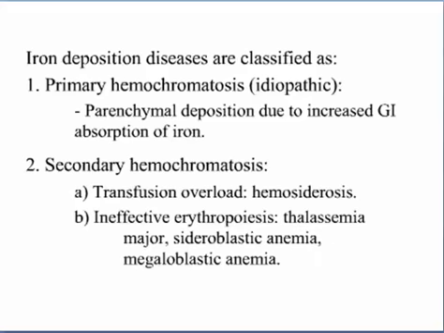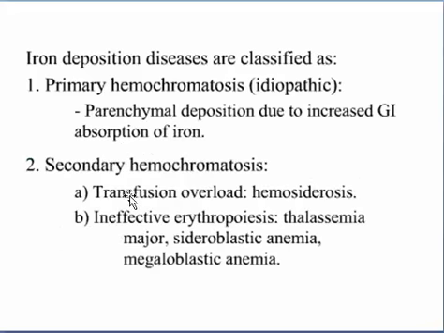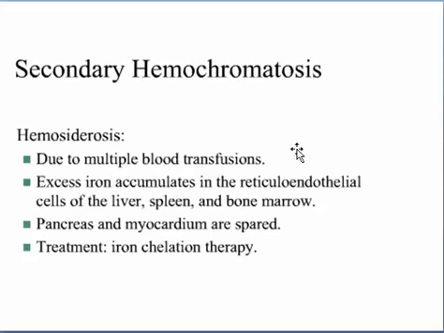These are the types of hemochromatosis. Secondary hemochromatosis, which we said is due to either transfusion or ineffective erythropoiesis in anemias, we'll see that it is either due to multiple blood transfusion or due to anemia. Excess iron accumulates in reticuloendothelial cells. Pancreas and myocardium are spared. The treatment is iron chelation therapy.